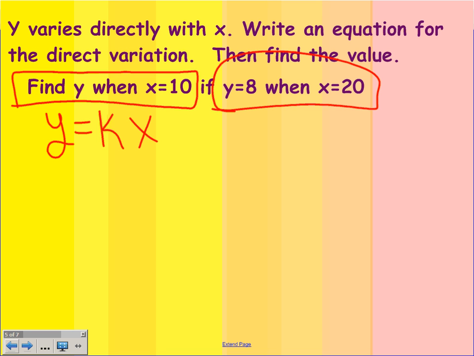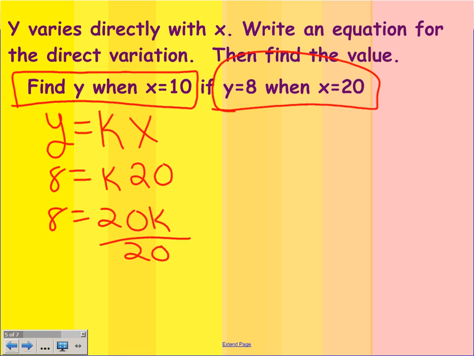I don't know y on the other side. So I'm going to substitute in what I know to figure out what I don't know. So y is equal to 8. I don't know k. x is equal to 20. I'm going to just do a little switcheroo here. Divide through by 20. And so I end up with 8/20, divided by 4, would be 2/5, is equal to k. So k is equal to 2/5.